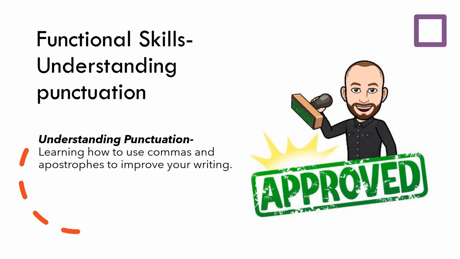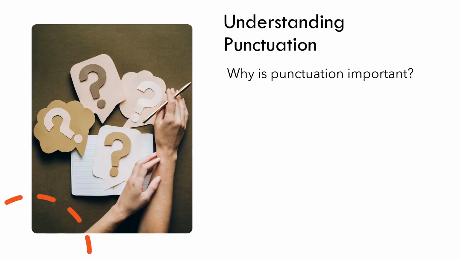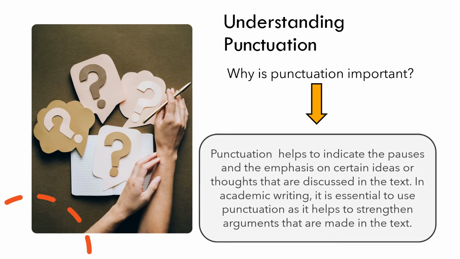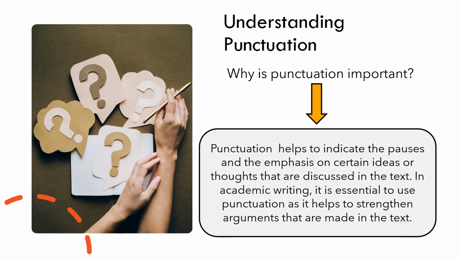So the first thing we're going to look at is this. What is punctuation, and why is it important? Punctuation helps to indicate the pauses and the emphasis on certain ideas or thoughts that are discussed in the text. In academic writing, it's very important that we use punctuation as it helps to strengthen arguments that are made in texts. So now we're going to look at specific areas of punctuation that we need to be aware of and we need to use in our writing.